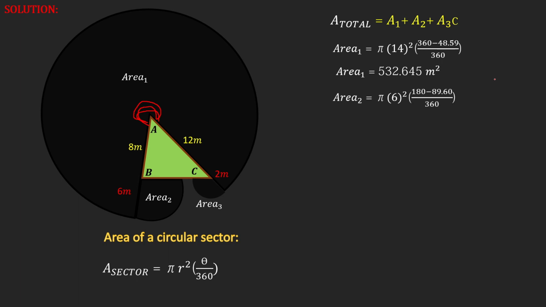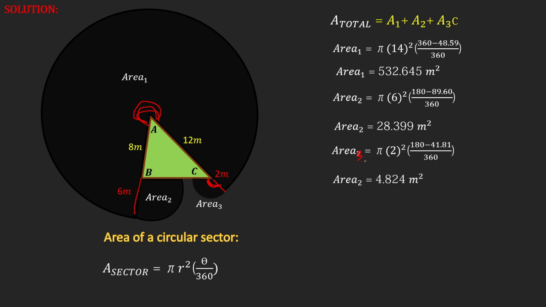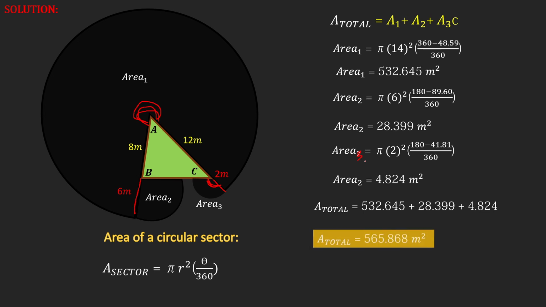Area 2, pi r squared, yung radius nito is 6 meters lang. So, interior angle niya is 180 minus 89.6. Makakompute natin, area 2 is 28.399 meters squared. Then, area 3, pi r squared, yung radius niya is 2 meters. Yung interior angle niya, ito po yan, 180 minus 41.81, it is the angle C. Area 3 na to. So, masolve natin dyan is 4.824. Ipag-plus na lang natin yung mga area. So, makakompute natin area is 565.868 meters squared.